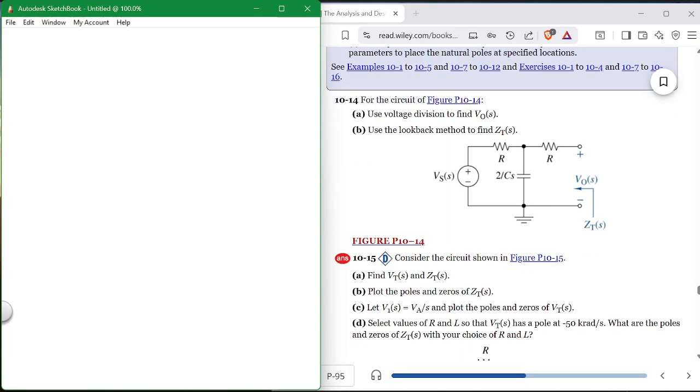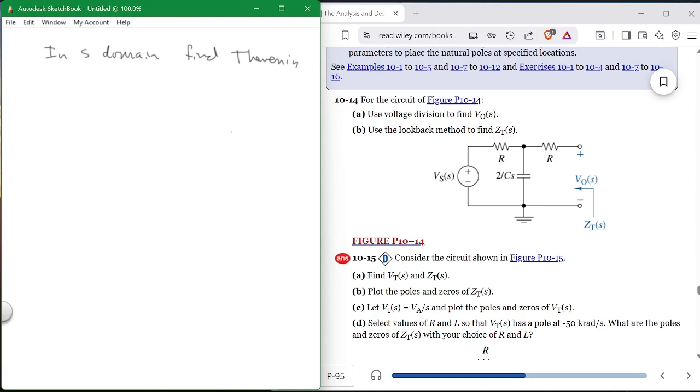Okay, so here it says use voltage division to find V out. So this is a question where they're asking you to find the Thevenin equivalent of the circuit in the S domain. So they basically are saying, we've converted it over, now find Thevenin in the S domain. That's what they're asking for.